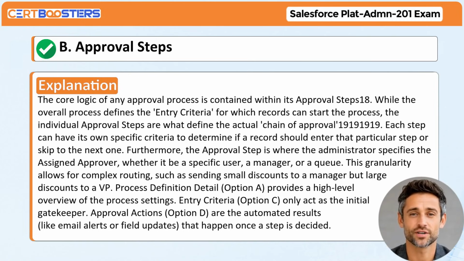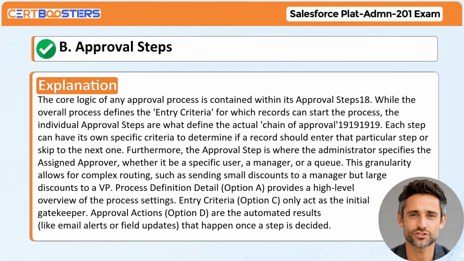While the overall process defines the entry criteria for which records can start the process, the individual approval steps are what define the actual chain of approval. Each step can have its own specific criteria to determine if a record should enter that particular step or skip to the next one.